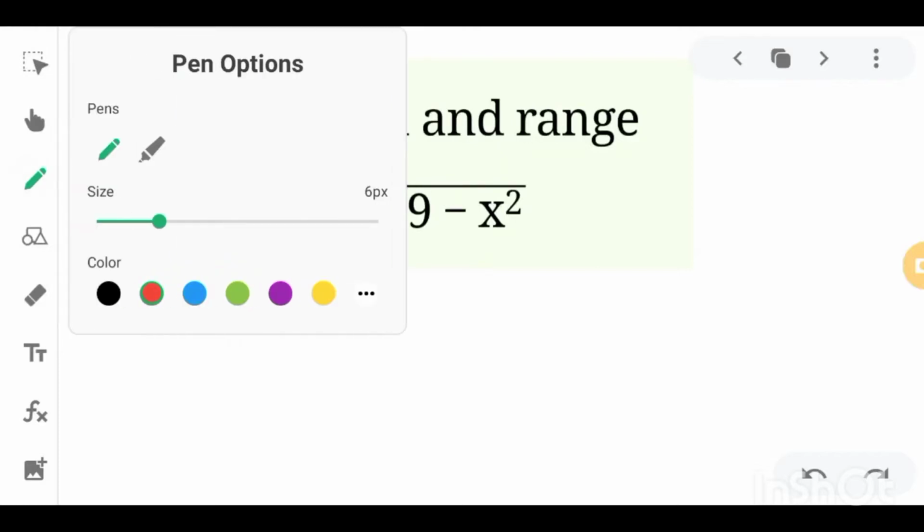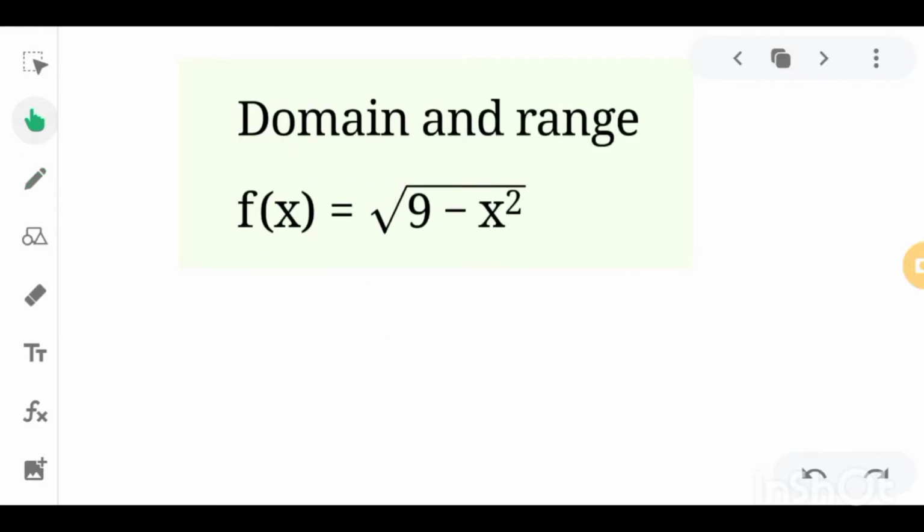Okay. So in this question, we have to find the domain and range of f(x), one function, a square root of 9 minus x square. So first we need to understand the meaning of domain and the meaning of range. When you know the basic meaning of these two words, then you can find the domain and range easily.